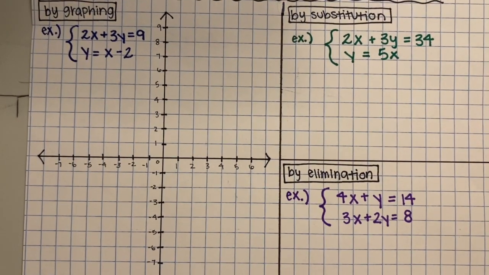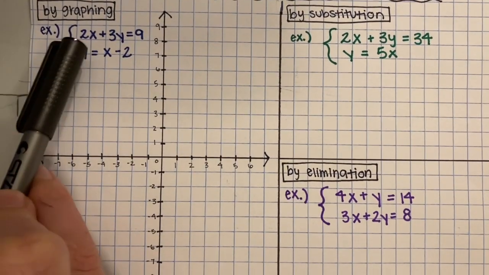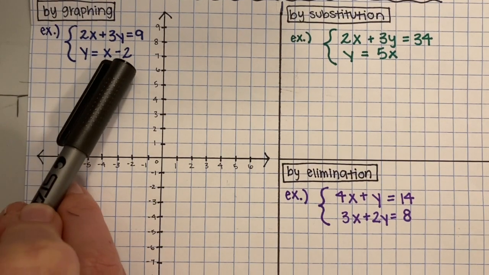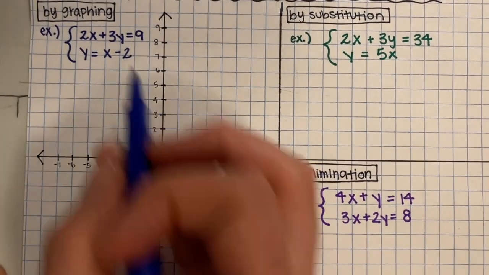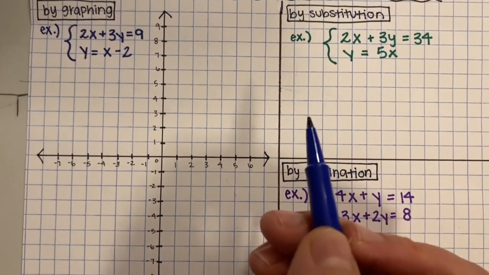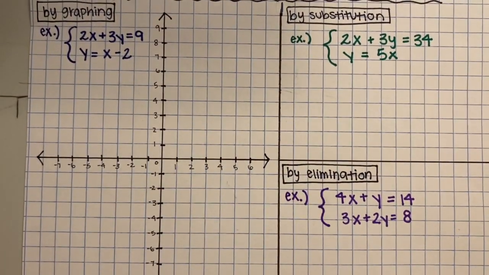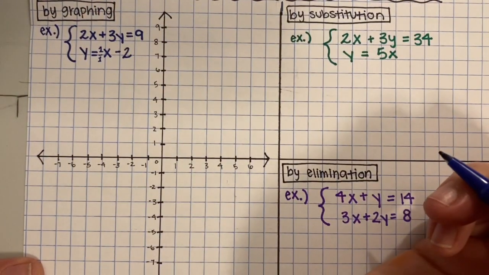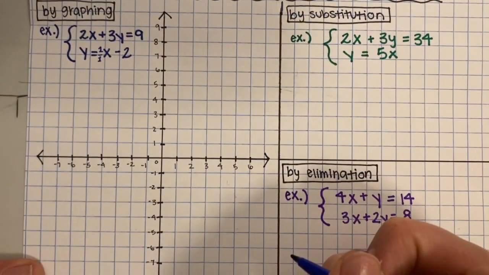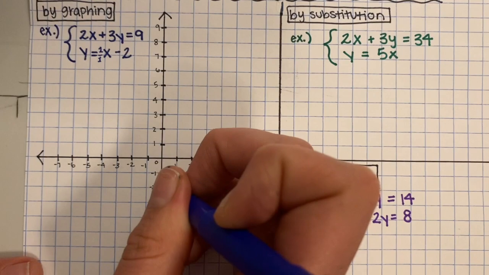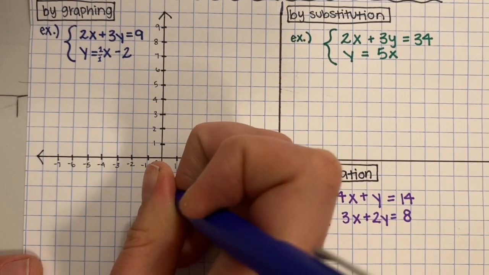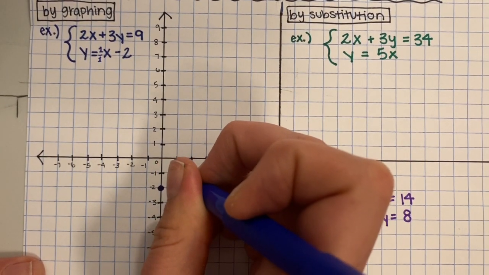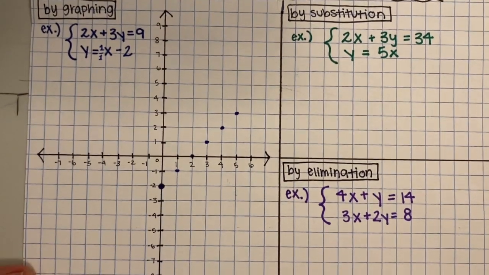So if my two equations are 2x plus 3y equals 9, and y equals x minus 2. So y equals x minus 2 is easy for me to graph because it's in slope-intercept form. I need to remember that there's no coefficient, which just means my slope is 1 over 1. My y-intercept is -2. So on my y-axis, I'm going to go to -2 and put a point. And then my slope is +1, so I go up 1, right 1. I'm going to connect these dots and extend my line.